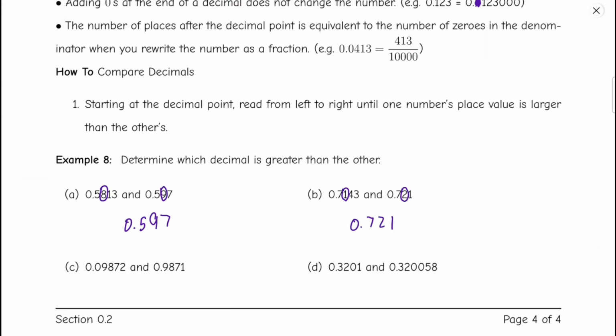0.09, 0.9. Oh, 9 is larger than 0, so 0.9871 is larger. And then for D, you have to go all the way to the 4th decimal place before they're different. So 0.3201 is bigger because 1 is bigger than 0. That is it for section 0.2.